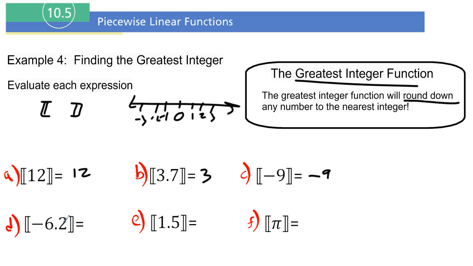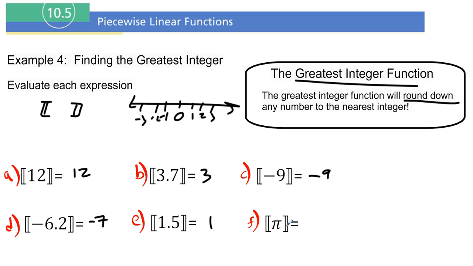Now, -6.2, if we're going to round down, then it's going to be -7, right? Because if we rounded this to -6, then we're rounding up, because -6 would be bigger than -6.2. So I have to choose the next integer that's smaller than -6.2, right? That's why it's going to be -7.